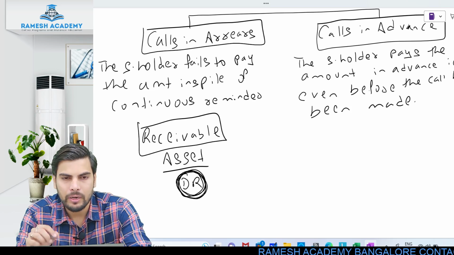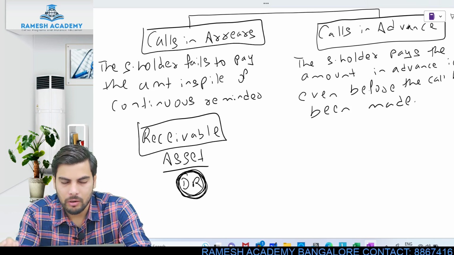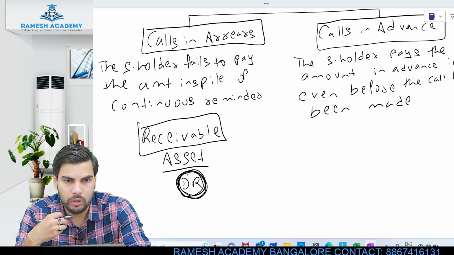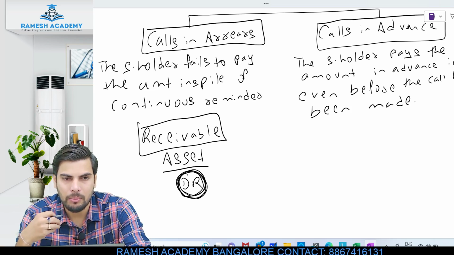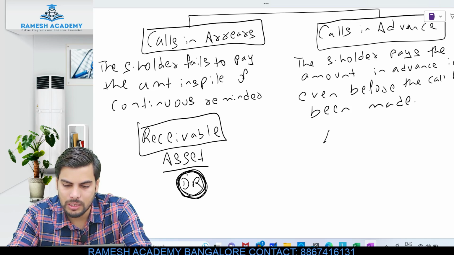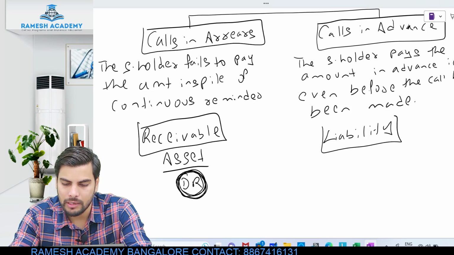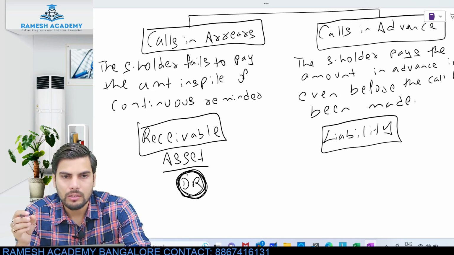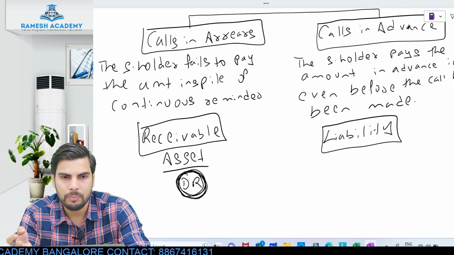Clear? And when it comes to calls in advance, I haven't made a reminder yet, but the shareholder has paid me the amount in advance. So even before making a reminder, he has paid the amount in advance. So this would be as good as a kind of liability. Until and unless I actually make a call, this would be treated as liability. Let me give you a simple example.